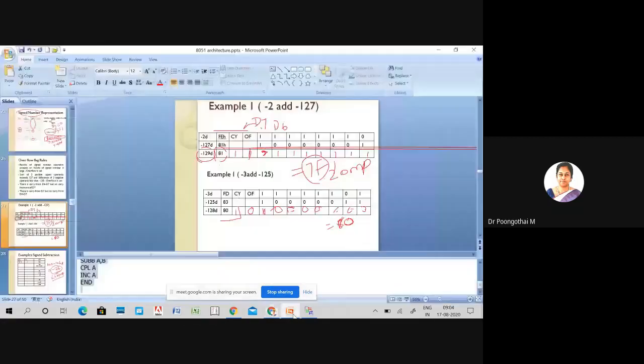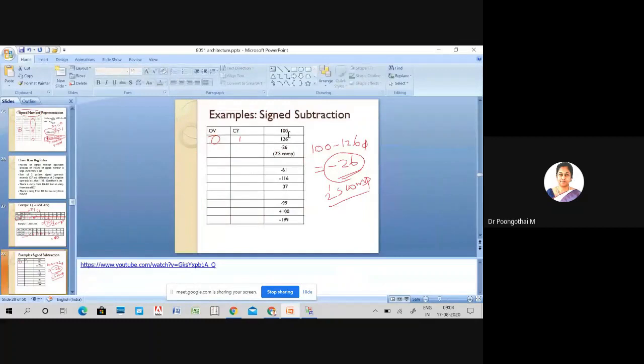So once again, I am summarizing this one. I'm taking two positive decimal numbers, 100 and 126, and subtracting 126 from 100, I am getting minus 26. That is a negative result. So your carry flag is set to 1. According to your 8-bit microcontroller architecture, this result is within the range. So your overflow flag is reset. This result is not in true form, so again we have to take a 2's complement.